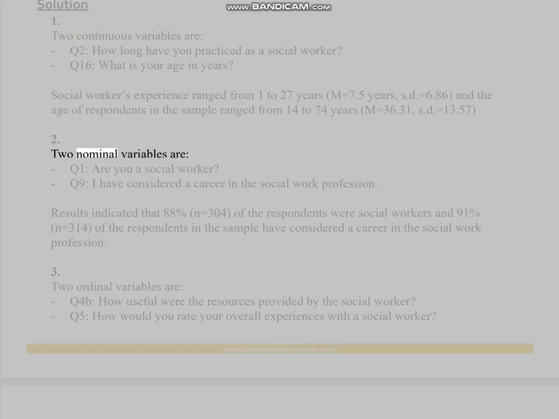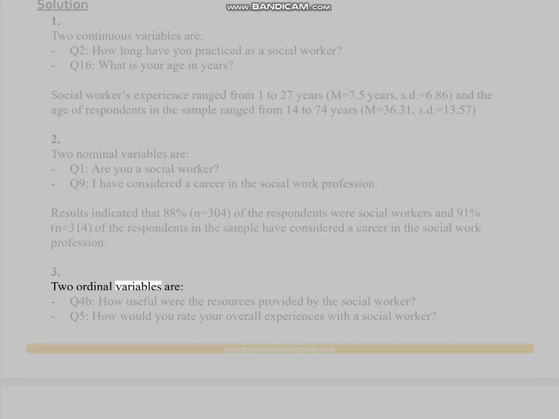2. Two nominal variables are Q1, are you a social worker, and Q9, I have considered a career in the social work profession. Results indicated that 88%, N equals 304, of the respondents were social workers and 91%, N equals 314, of the respondents in the sample have considered a career in the social work profession.